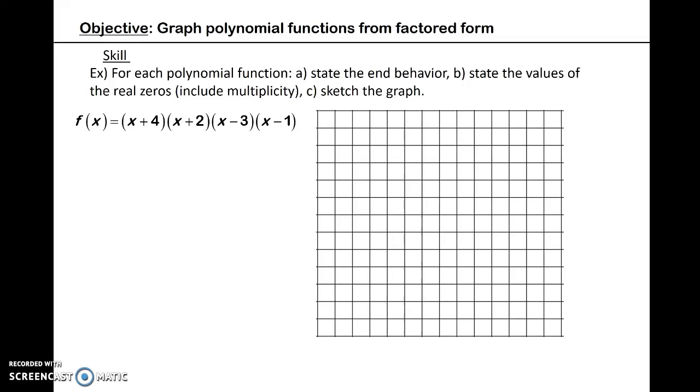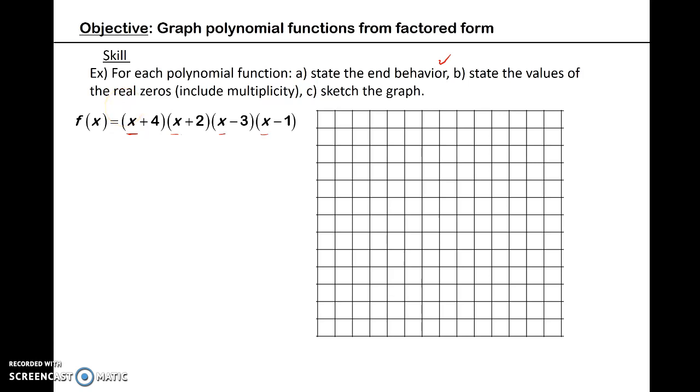Hello, in this video we are going to graph polynomial functions from a factored form, and the first thing that we need to do is, for each polynomial function, state our end behavior. So again, this comes down to our leading coefficient and how many zeros we have, and here I have 1, 2, 3, 4 zeros, and my leading coefficient is positive.